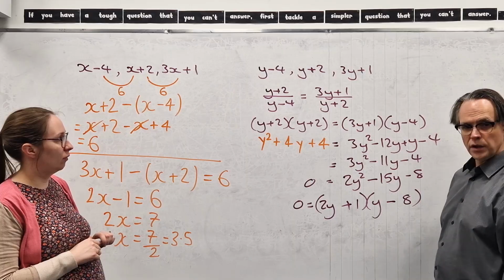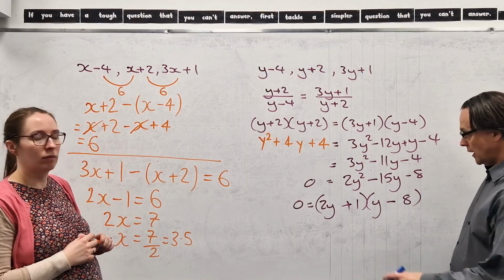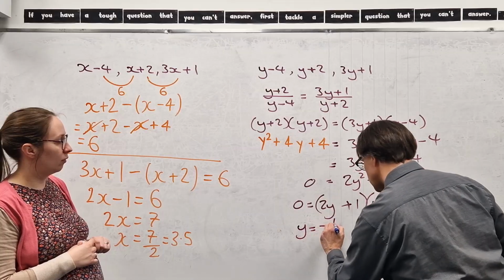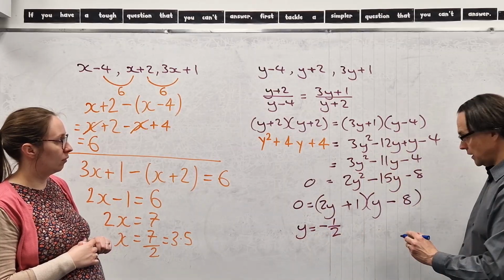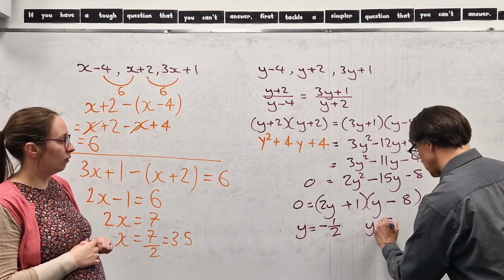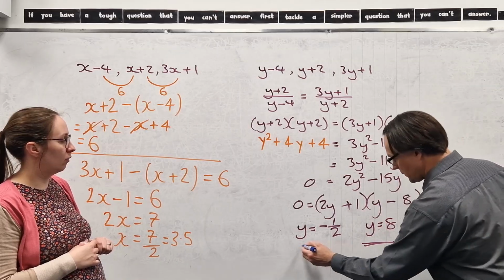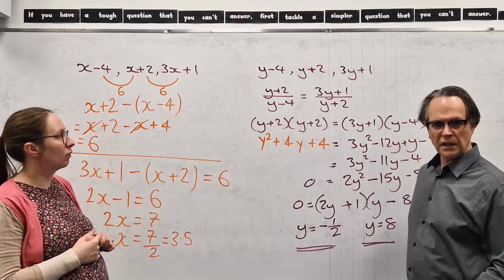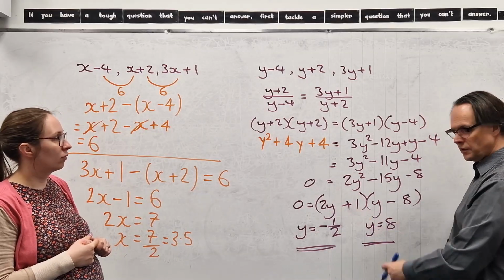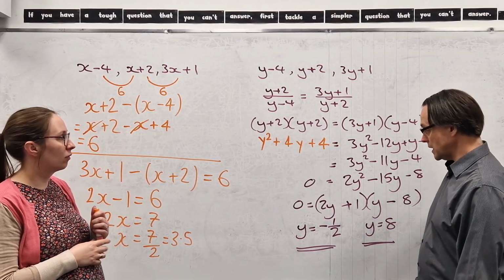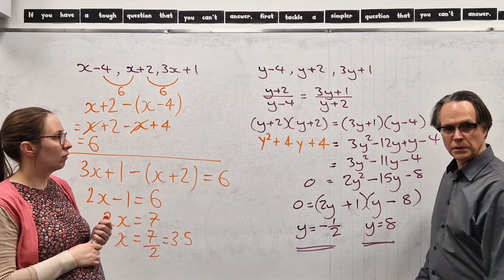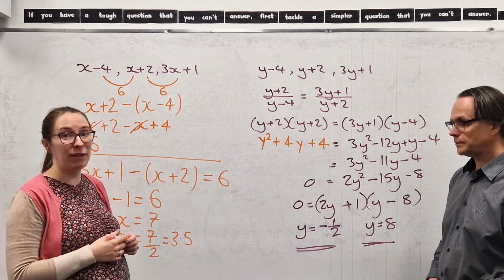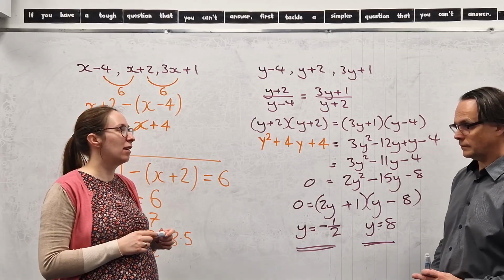So the question said, what are the possible values of y? If this bracket is 0, y will be minus a half, and if this bracket is 0, y equals 8. And sometimes a question might say at the start, y is positive, and it might give you a way of saying which one of these you want to choose. But in this particular case, they've actually said there's going to be multiple values.